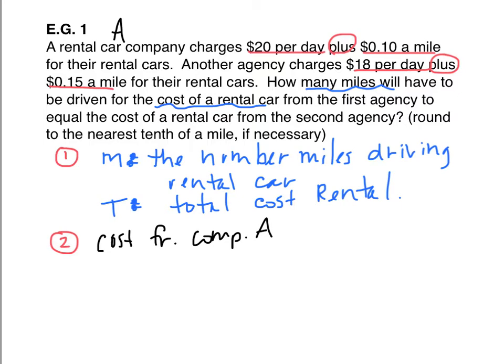So that equation is going to say the total cost is $20 plus 10 cents a mile. That means for every mile we're going to multiply 10 cents to it, and that's how much we're going to get charged from that company. $20 plus each mile times 10 cents. Similarly, for the second company, which I'm going to call company B, they didn't give the names of the company.